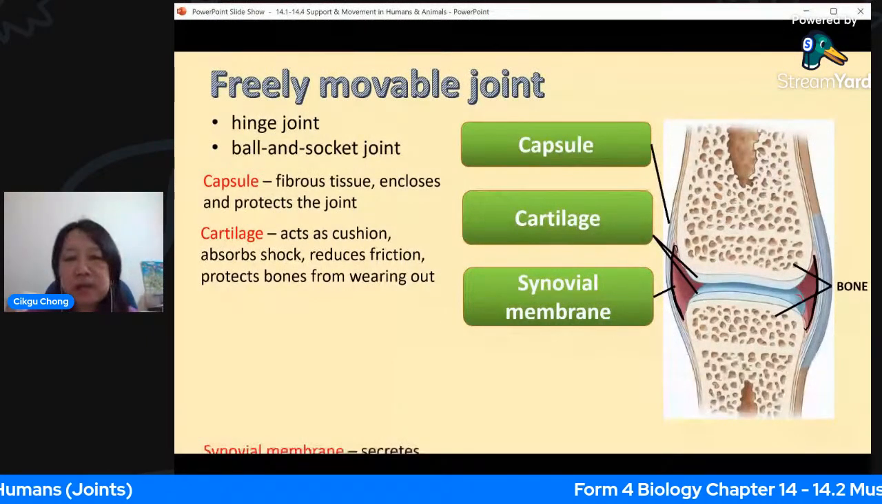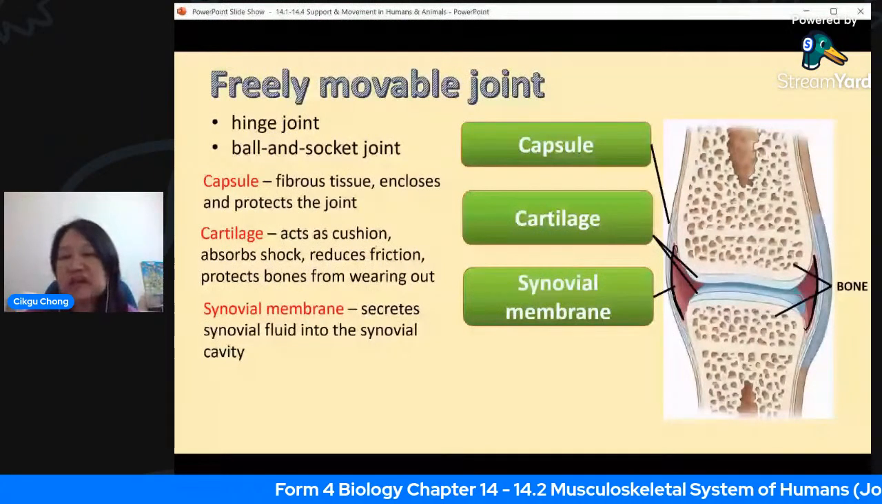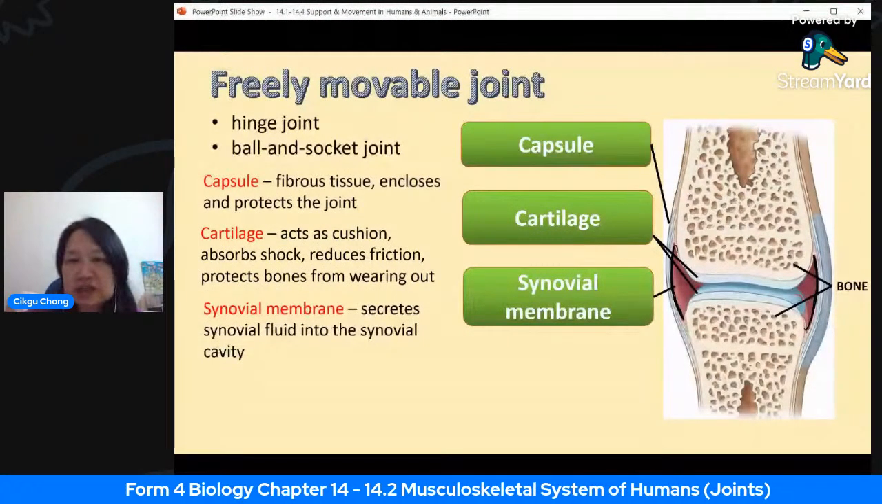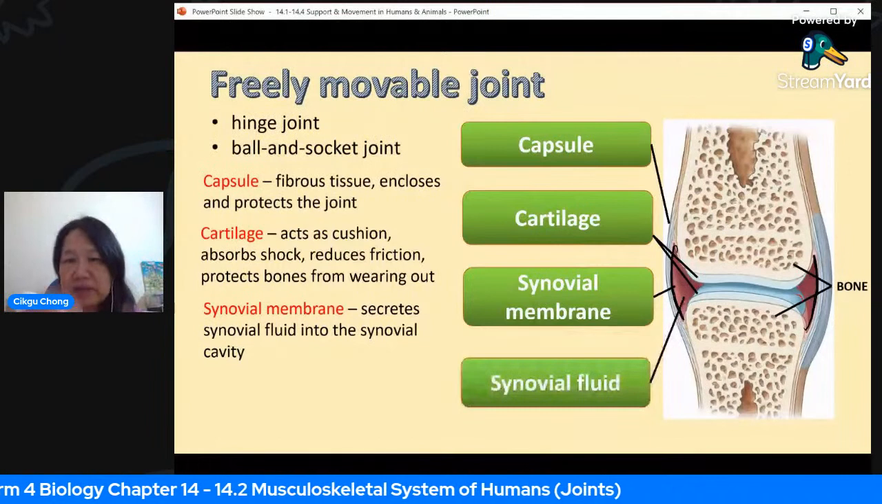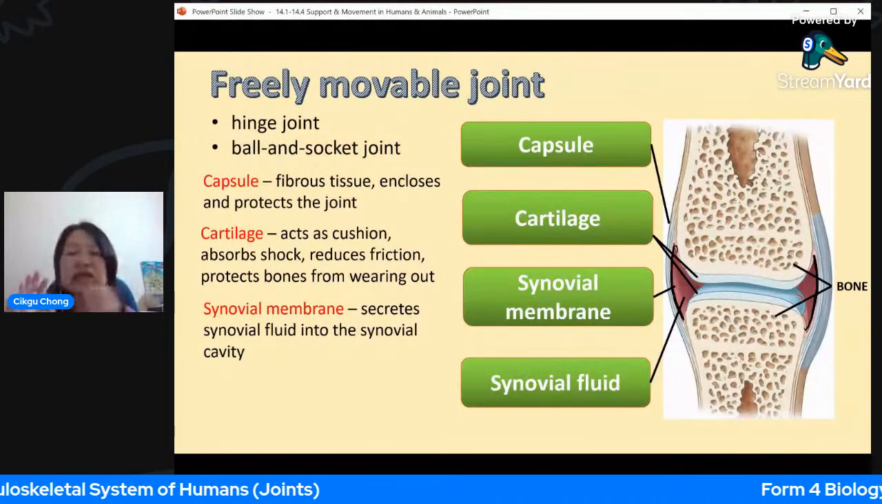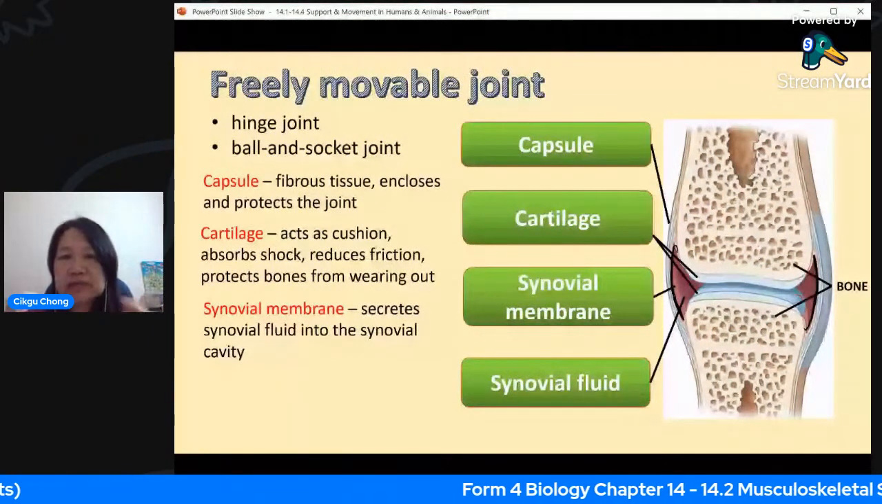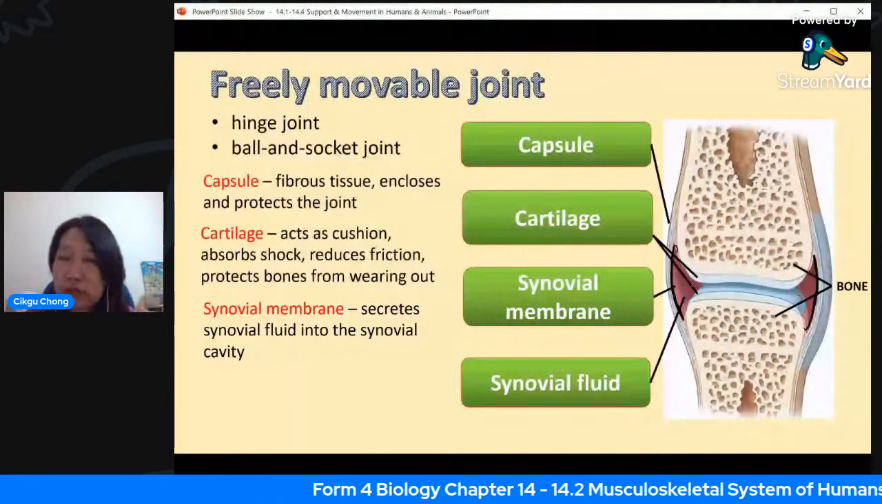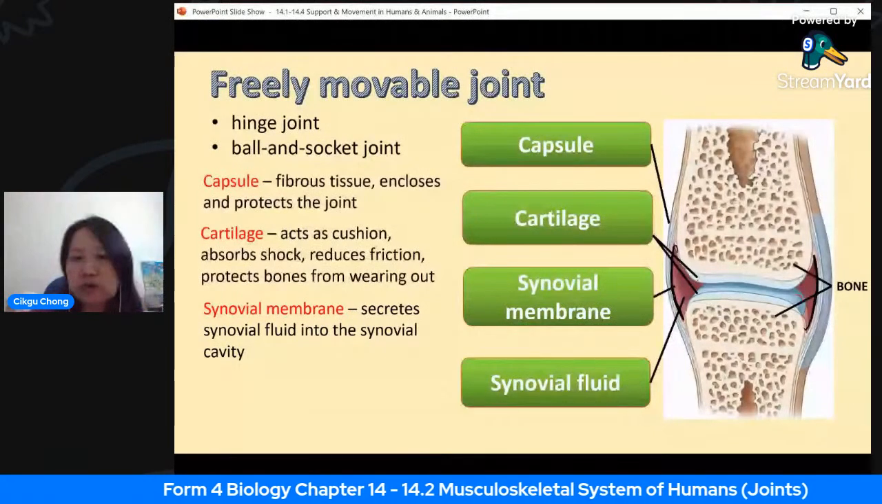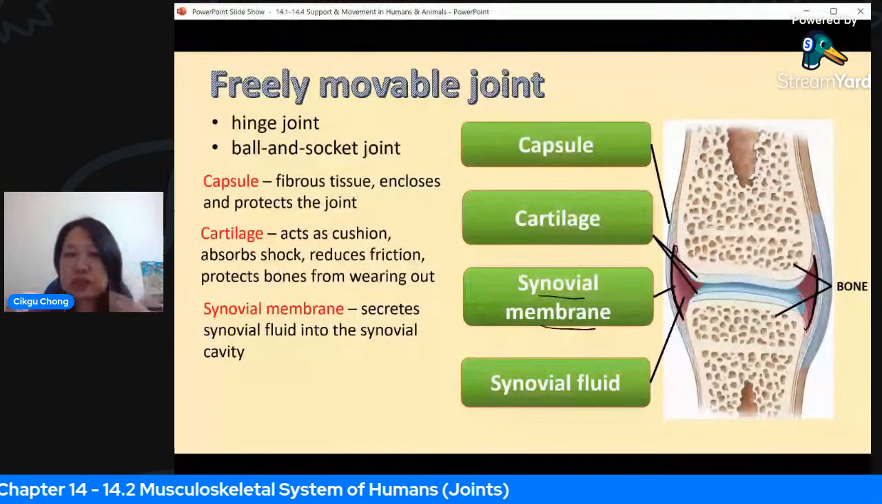So the synovial membrane actually secretes the synovial fluid into the synovial cavity. The synovial cavity is actually here. This is the empty space there. All this empty space that you see is actually not empty. It's filled with a liquid called synovial fluid. So where does the synovial fluid come from? It comes from the synovial membrane. So the membrane produces that liquid. We call it secretes, means produces.